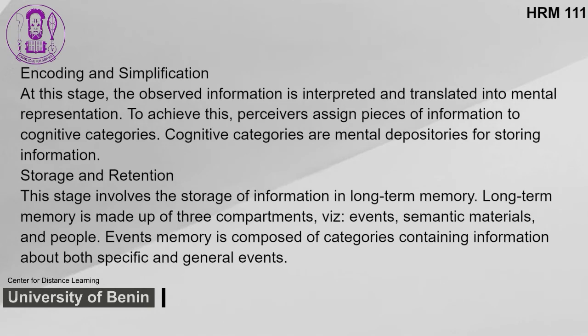Encoding and simplification. At this stage, the observed information is interpreted and translated into mental representation. To achieve this, perceivers assign pieces of information to cognitive categories. Cognitive categories are mental depositories for storing information. Storage and retention. This stage involves storage of information in long-term memory. The long-term memory is made up of 3 compartments, namely events, semantic materials, and people. Events memory is composed of categories containing information about both specific and general events.